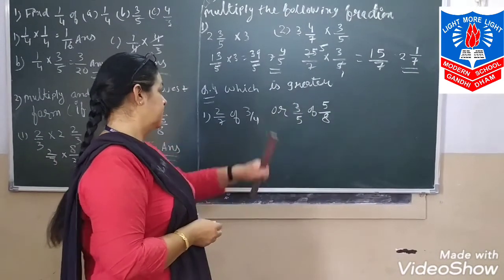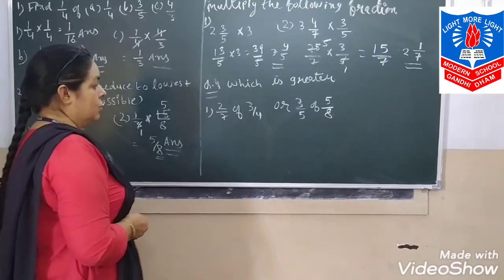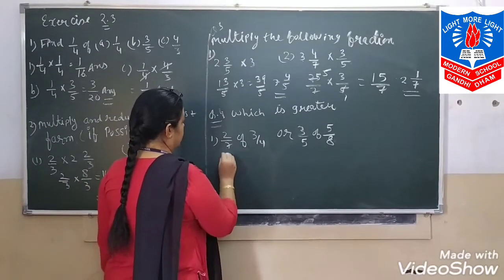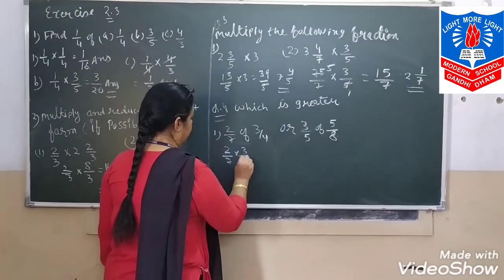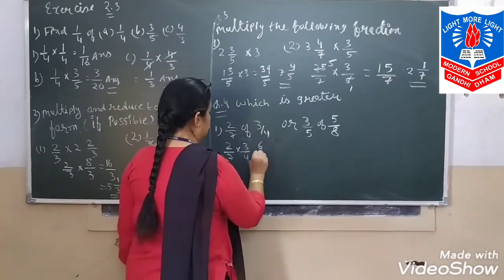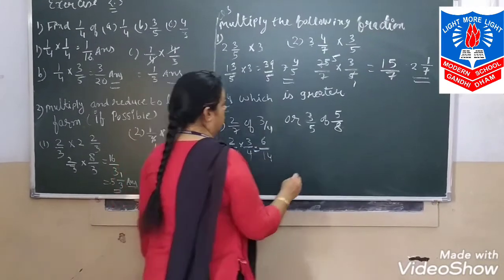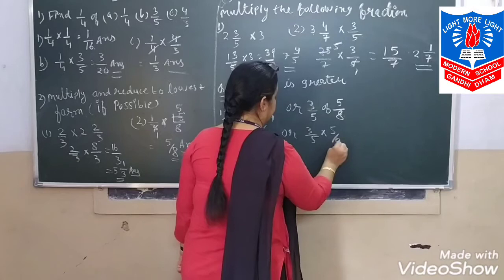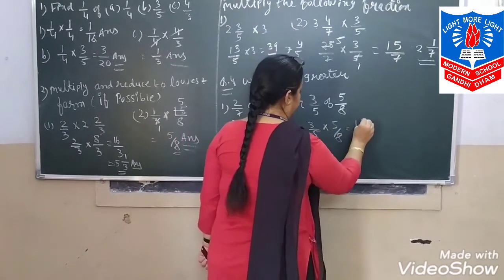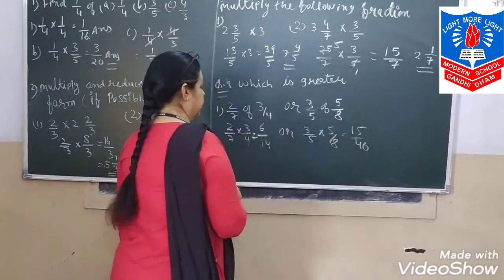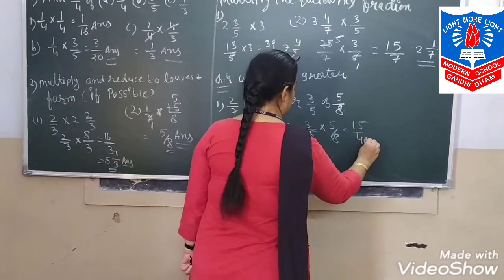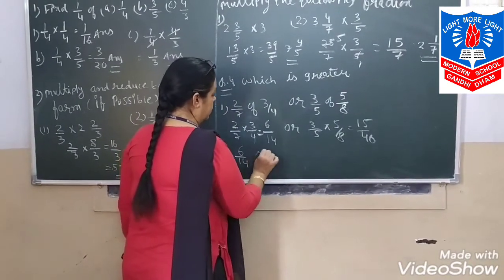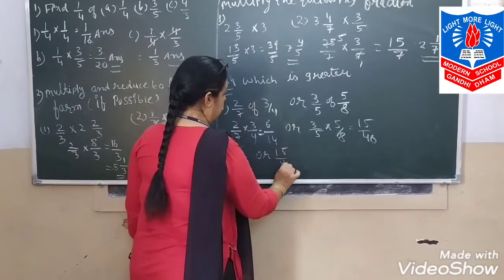Which one is the greater? Here is a comparison of two fractions, but here of is given, so first we multiply. 2 by 7 into 3 by 4: 3 2s are 6 upon 14, or 3 by 5 into 5 by 8: 3 5s are 15 upon 40. So here are two fractions. We will get 6 by 14 or 15 upon 40.